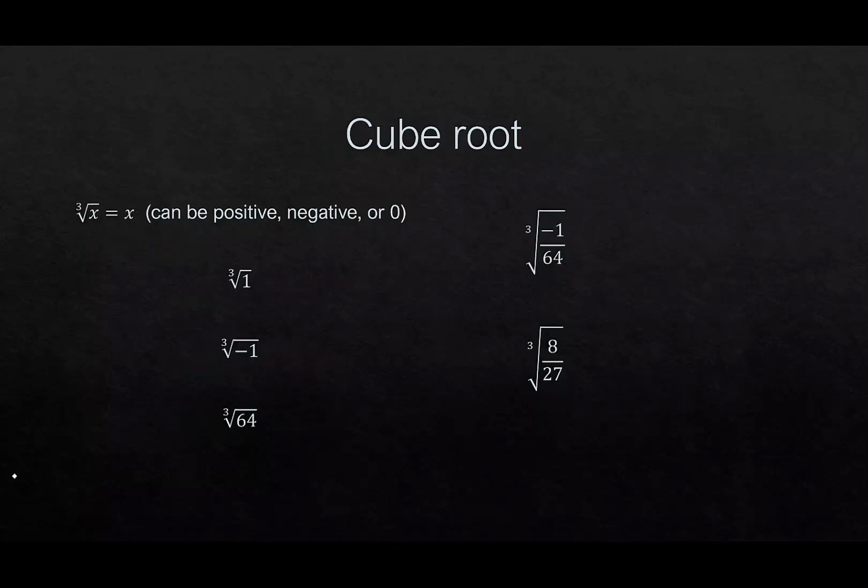So let's move on to the cube root. If I look at the cube root of x, I'm just going to get x. So it could be positive, it could be negative, it could be equal to 0. When I start with the cube root of 1, it is just equal to 1. When I look at the cube root of negative 1, it will be equal to negative 1. So I can see the sign of the number under the radical is equal to the sign of my solution.